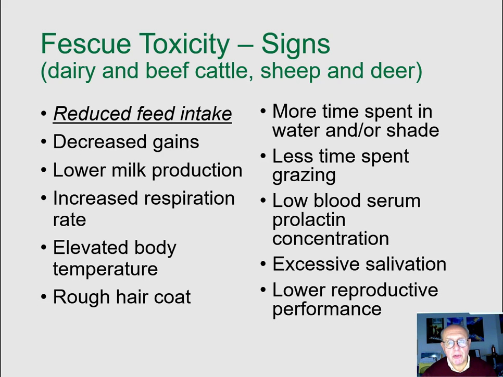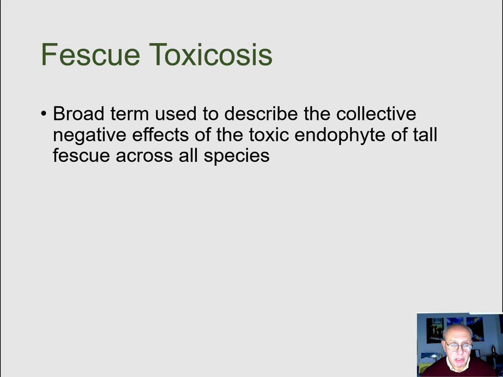There is low blood serum prolactin, and that is one of the most sensitive measures of exposure to the toxic principle of tall fescue. Blood serum prolactin. Excessive salivation and lower reproductive performance. All of these arise and have been proven to be from the endophyte of tall fescue and not tall fescue itself. Fescue toxicosis is a broad term we're going to use to describe the collective negative effects of the toxic endophyte of tall fescue across all of the species that may consume it, particularly ruminant species, but also horses and others.